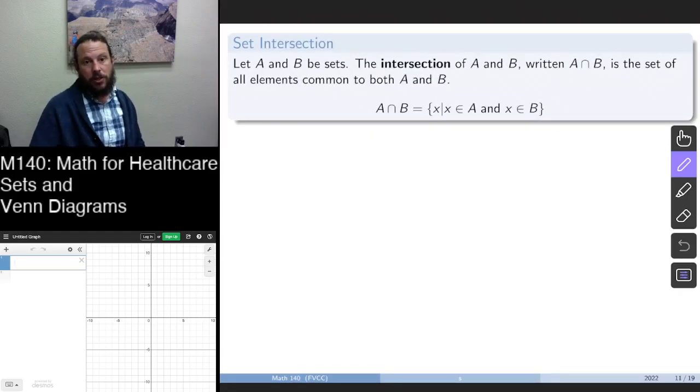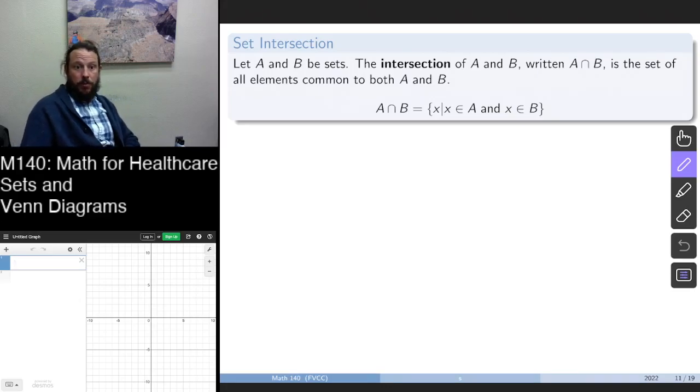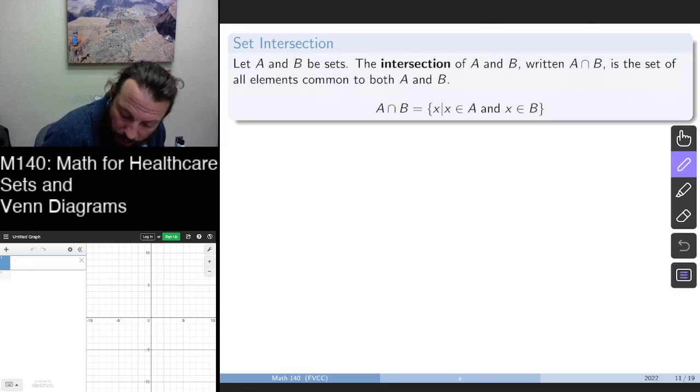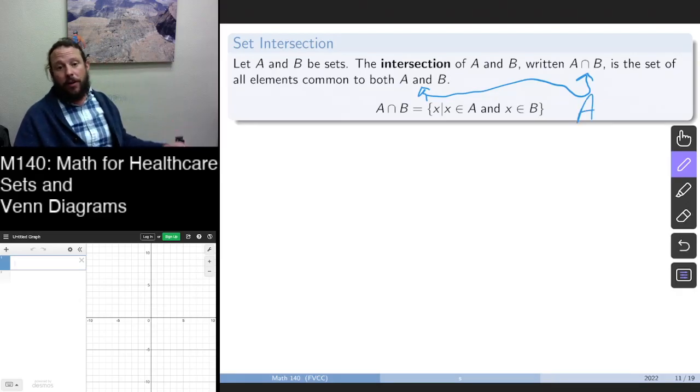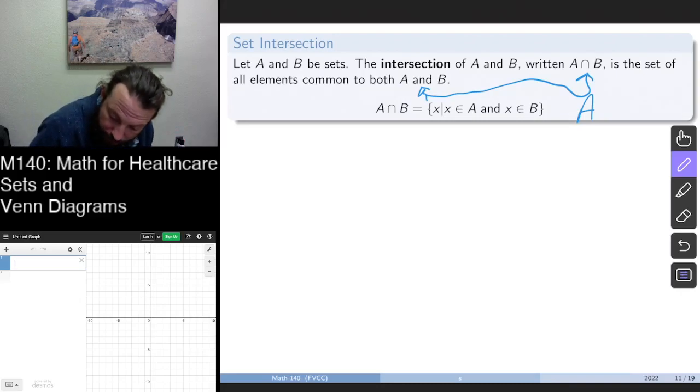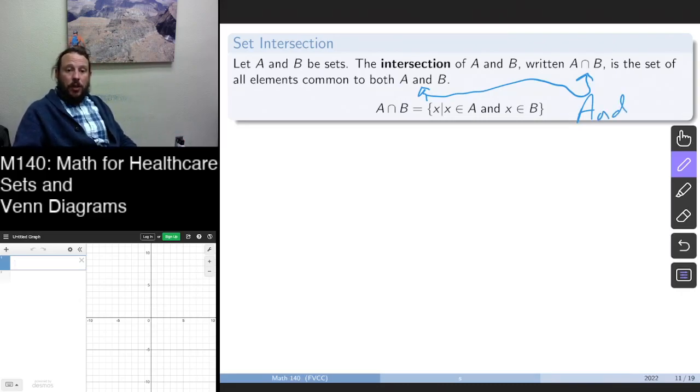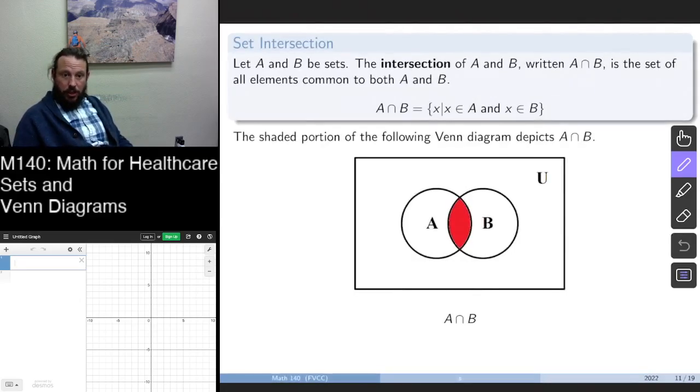Then we have the intersection of A and B, written as A intersect B, and it's the set of all elements common to both A and B. By the way, one way I used to distinguish these when I was learning is "and." The intersection sign is closer to looking like an A. I don't know if that works for you, but that's how I kept it in my head. So A intersect B is the set of all elements that are in A and in B. Our intersection is the little red area where they overlap. That's a picture of A intersect B.